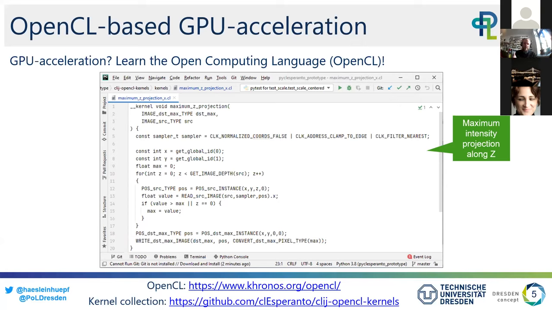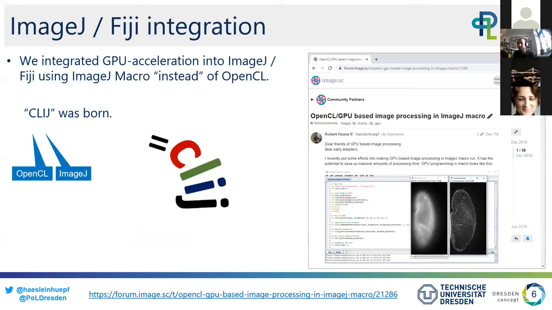So that's why I implemented something like 300 of these operations. Here you see the maximum projection, and there's 299 more. And we put them all together in a toolbox called CLIJ. The CL comes from OpenCL and the IJ comes from ImageJ. And that was really a kink in my unusual career, according to Kirti.